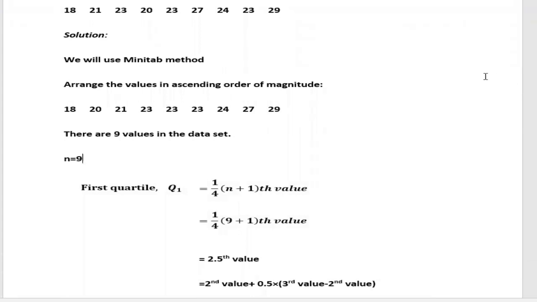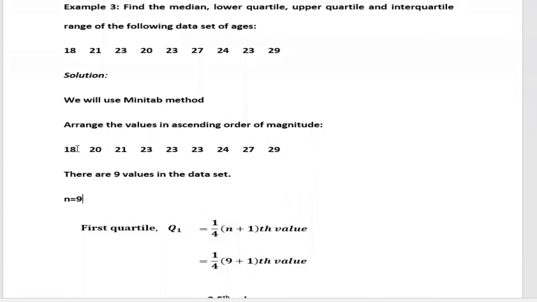For the Minitab method, we first arrange the data in ascending order. In ascending order you get 18, 20, 21, 23 three times, and we have to take all the 23s, then 24, 27, 29. If you count, how many numbers are there? There are 9 values, 9 ages.